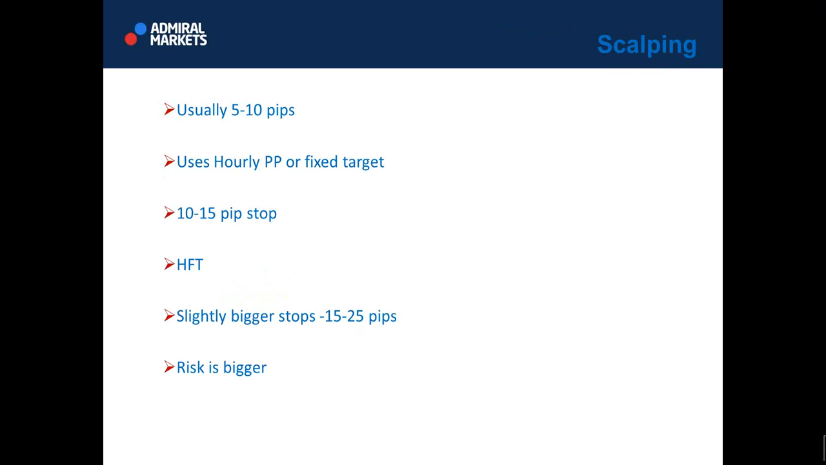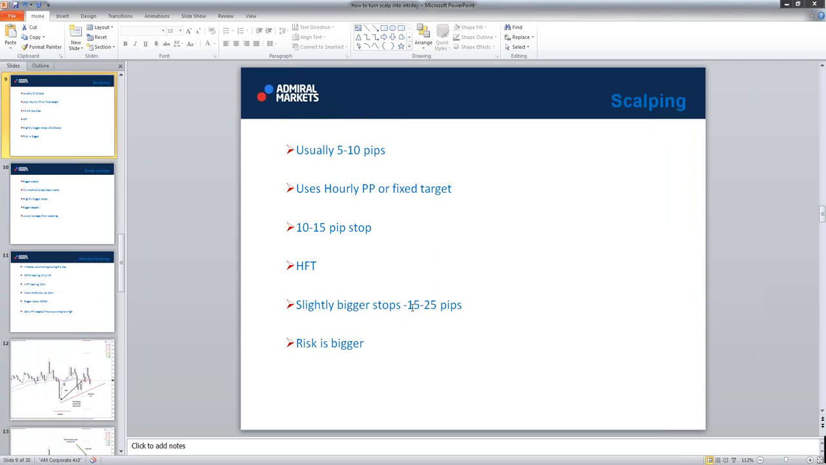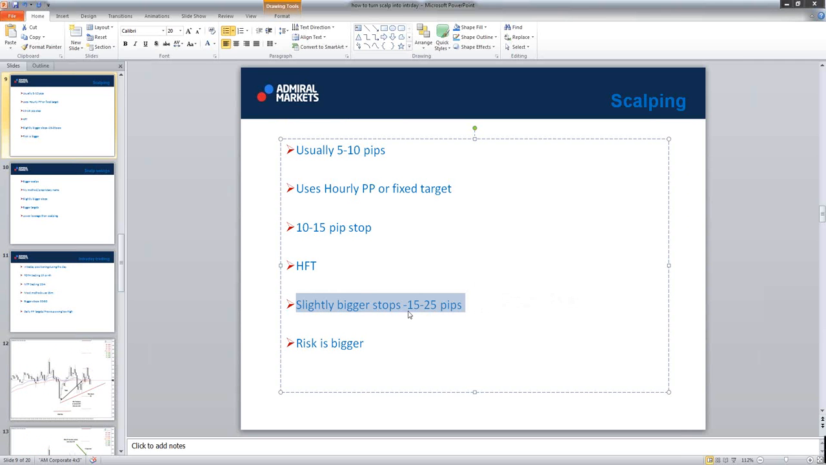Now, stops for scalpings, this is what I should change. Stops for scalps are usually, this is not true, a 10 pip stop. So a 10 to 15 pip stop is meant for scalp swings.